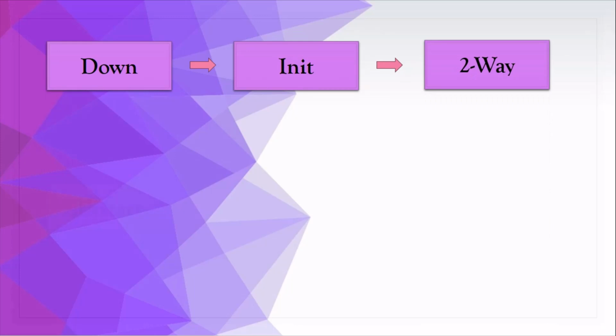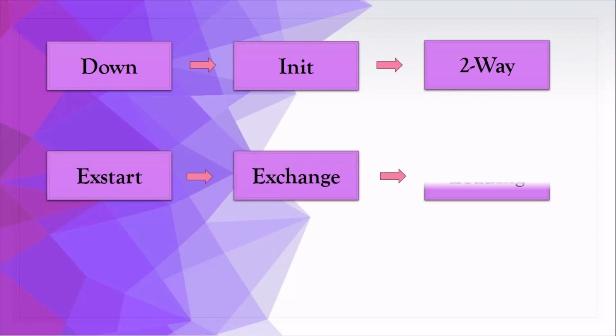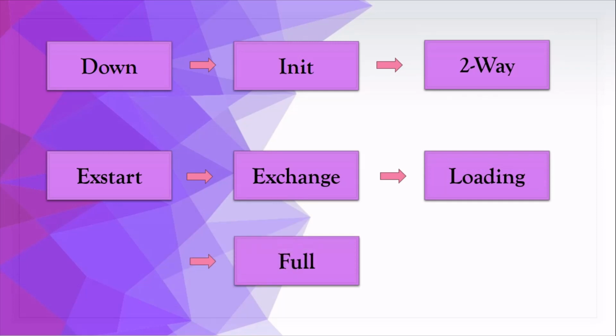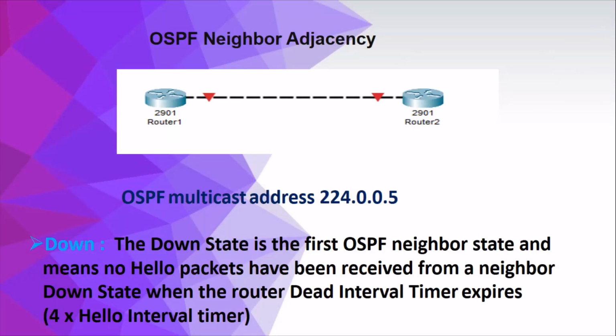So now I will tell you the OSPF states. The first state is down, then init, two-way, exstart, exchange, loading, and full. And we'll explain each state individually. So the first OSPF state is the down state. And how will OSPF communicate, right?